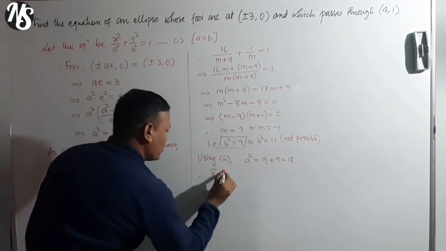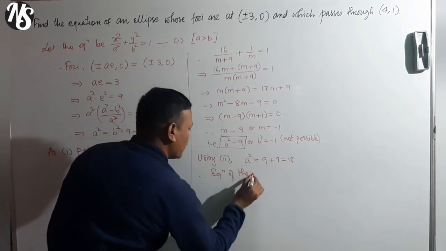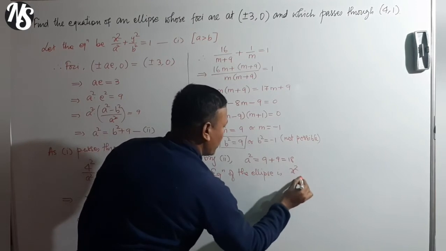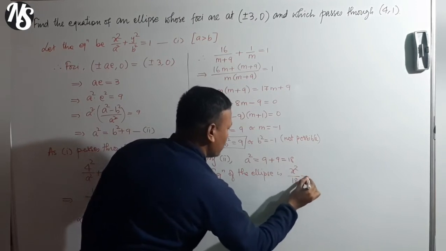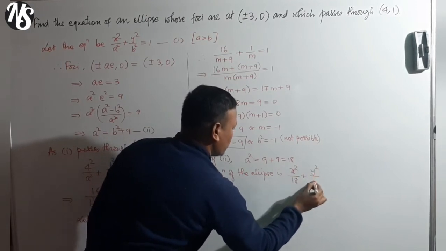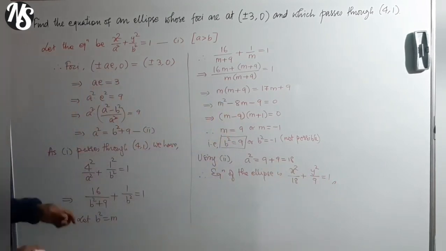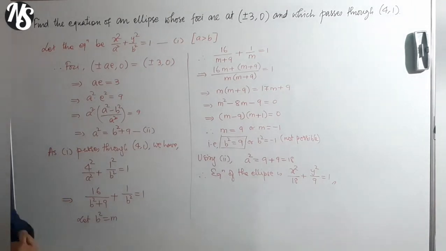Therefore the equation of the ellipse is x square by a square, that is 18, plus y square by b square, that is 9, is equal to 1. So this will be my answer for this particular question. Pause the video and note it down.